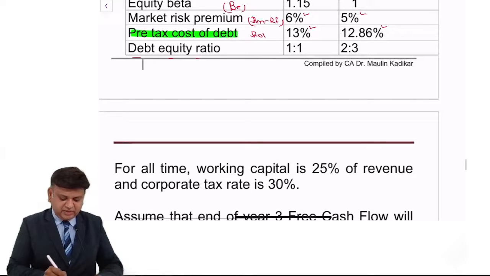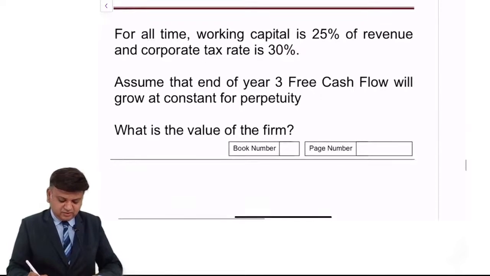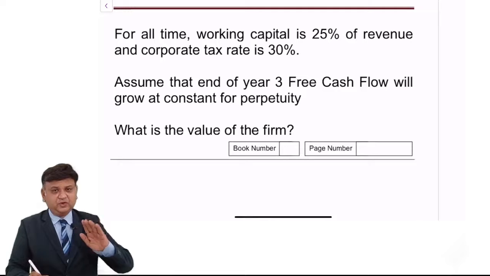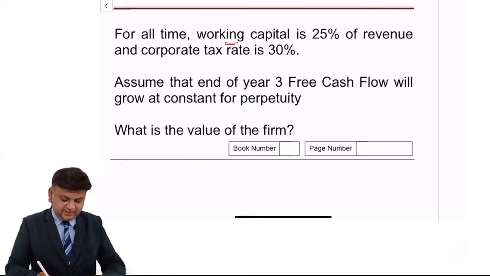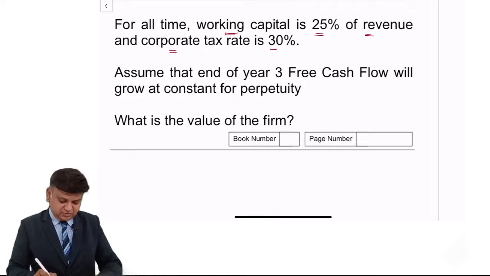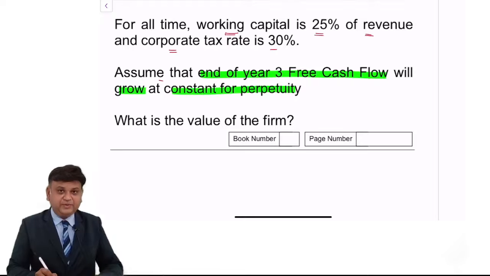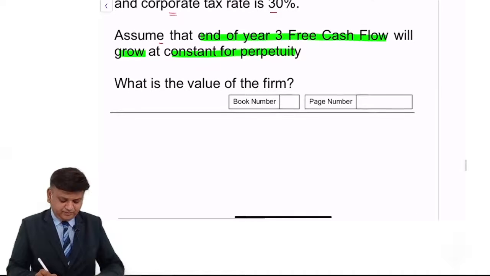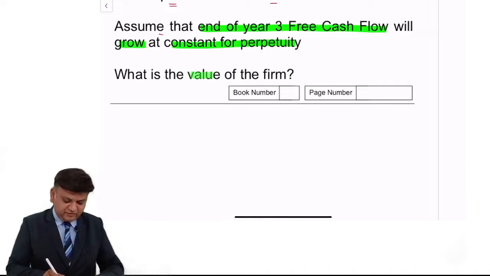Debt to equity ratio is 1:1 and later on 2:3. For all time, working capital is 25% of the sales. Income tax rate is only 30%. Assume that end of year 3 free cash flow will grow at a constant rate for perpetuity. What is the value of the firm? That is the question.